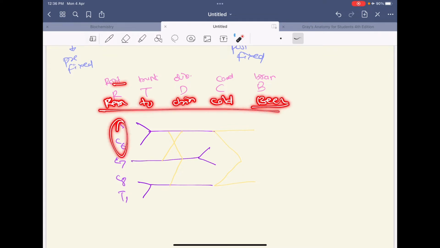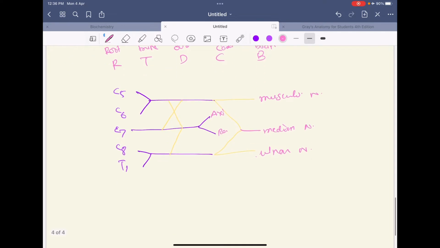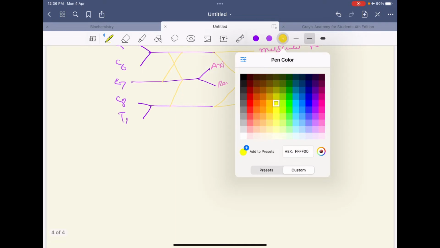Okay, so these are the root values. Root will form trunk. So you can see this is trunk. Then it will give divisions, and it will form cords subsequently, and it will give branches. Okay, so let me name the branches. This is musculocutaneous nerve, this is axillary nerve, this is radial nerve, and this is median, and this is ulnar nerve.